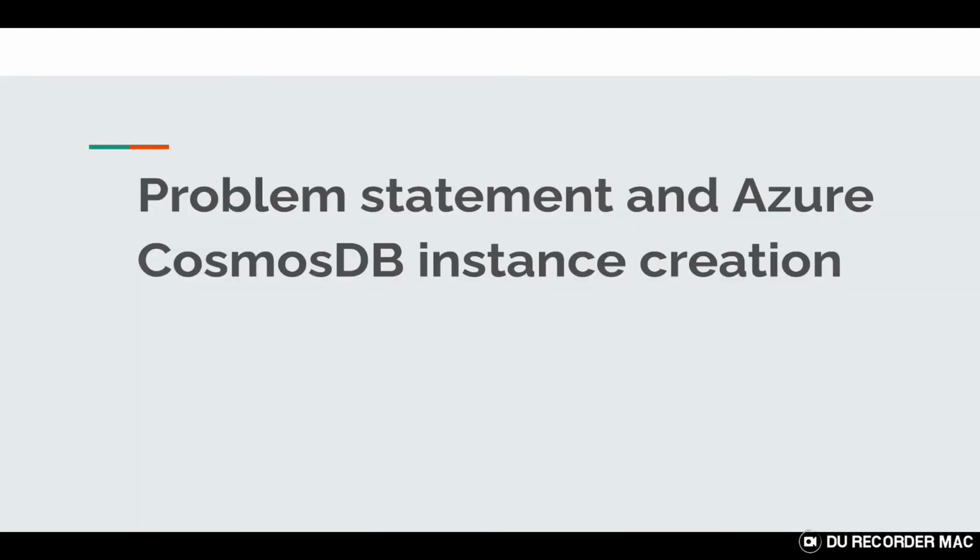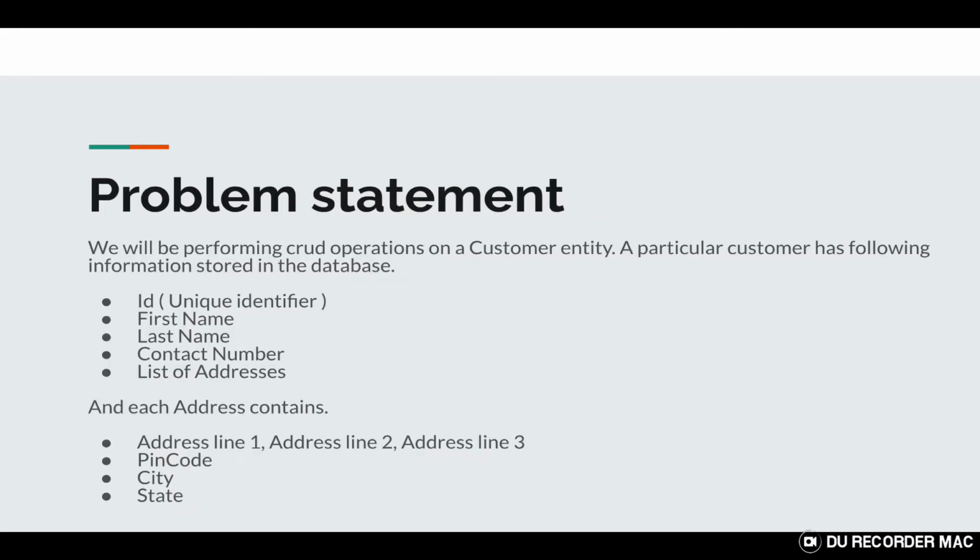So firstly, what's the problem statement, and then we'll move to the instance creation. So the problem statement is, we'll be performing some CRUD operations on a customer entity. So we'll have a customer class which will have certain attributes like identifier, meaning a unique ID, first name, last name, contact number, and a list of addresses. And each address also will have attributes like address line 1, 2, 3, pin code, city, and state. So we'll have these two classes implemented in Java, and we'll be performing the CRUD operation on this entity.